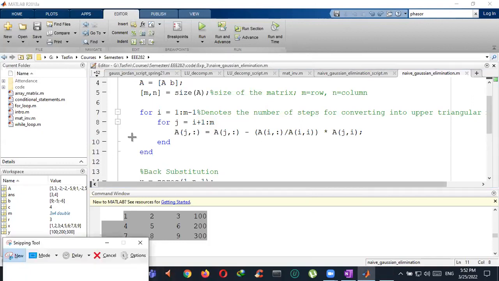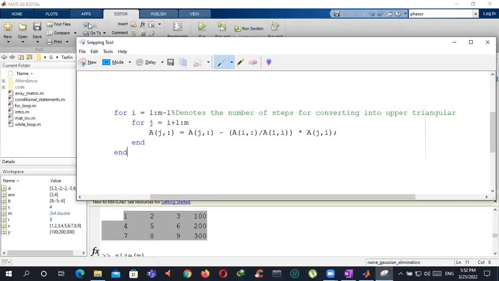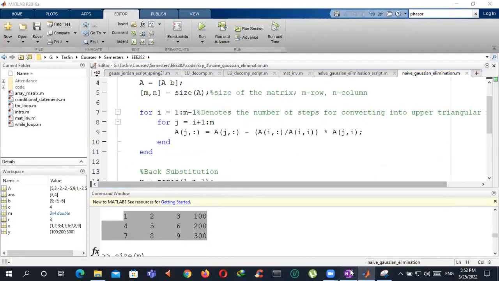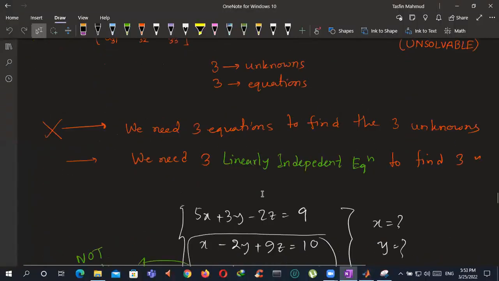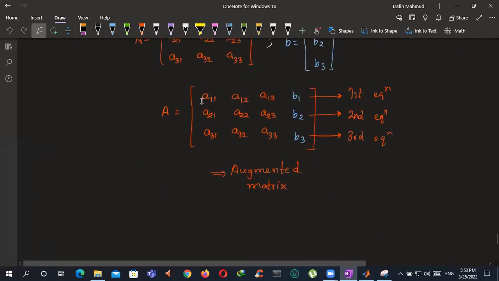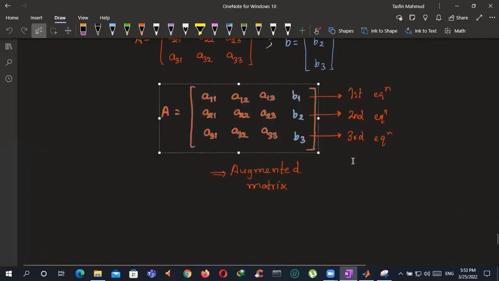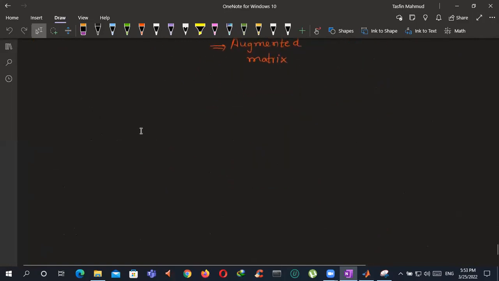This is a very efficient line. So we have this augmented matrix with us. That's the first thing. So let me write it here.